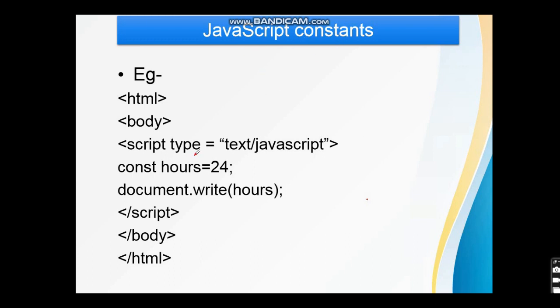JavaScript constant example. So here this is how you're going to declare the constant variables and you're going to access the constant variable this way, right?